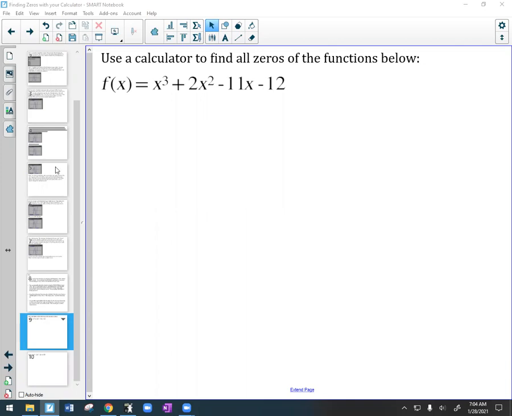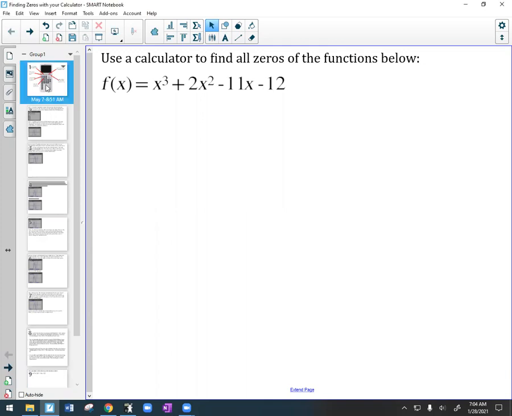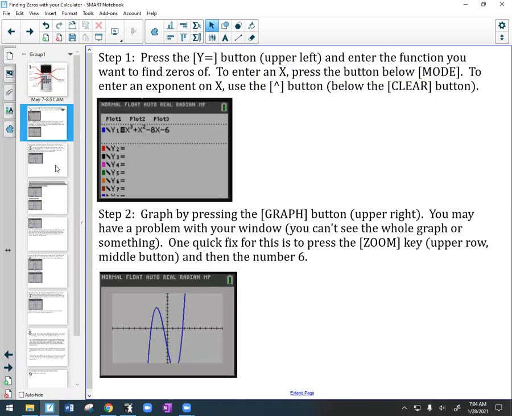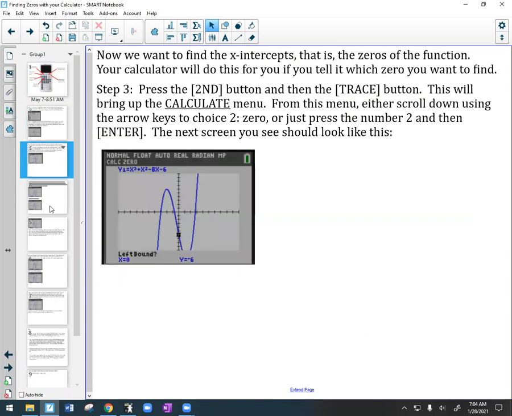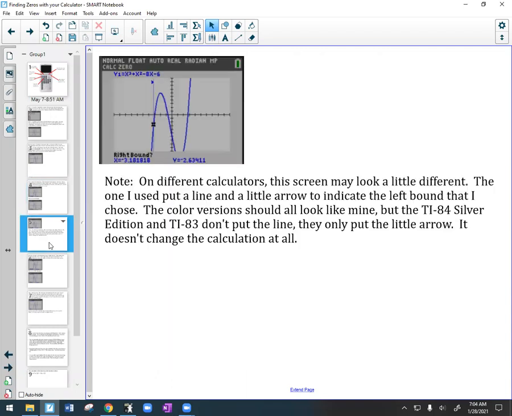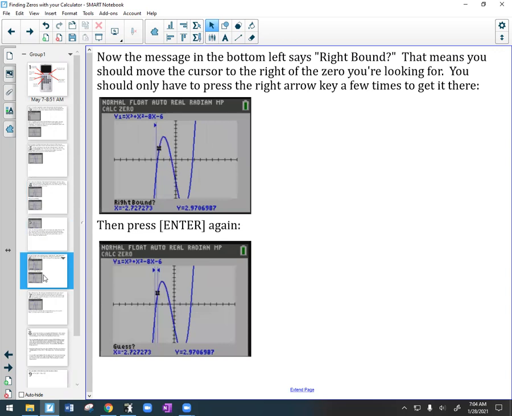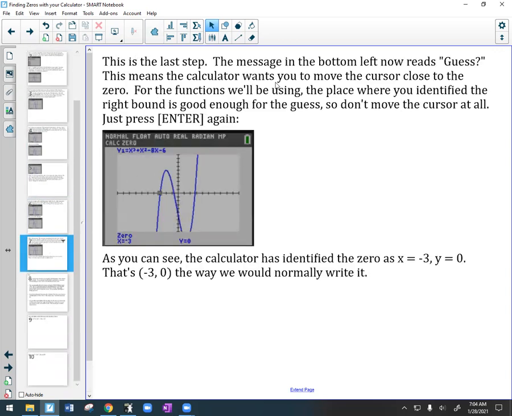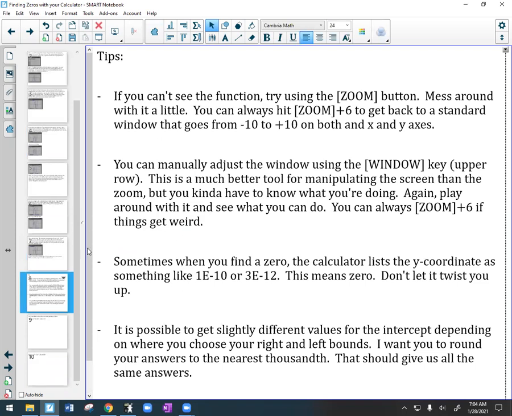So if you look through these notes, the first page is just the buttons we're going to use a lot. And then there are these steps here. I kind of stopped listing the steps, I might fix that, but this is the last step. These are some really handy tips if you're lost or you can't see the function. I'll look at this page.